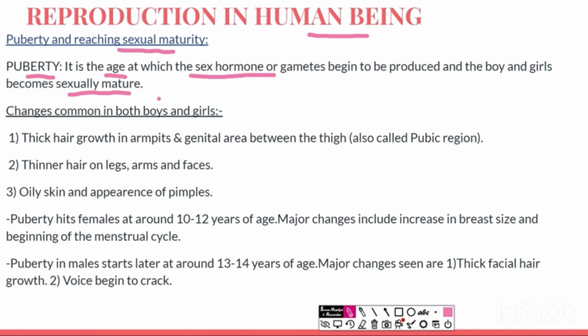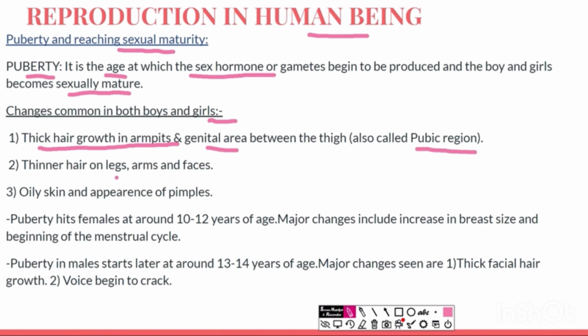These sex hormones initiate these changes in human beings. Let's start with the changes which are common in both boys and girls, and then we'll see some particular changes in boys and girls. Thick hair growth in armpits and in genital area is a common, very natural change seen in human beings when they reach puberty. Puberty is generally between 10 to 15 years of age. Whenever a child hits puberty, they see thick hair growth in armpits and in genital area, which is also called the pubic region.